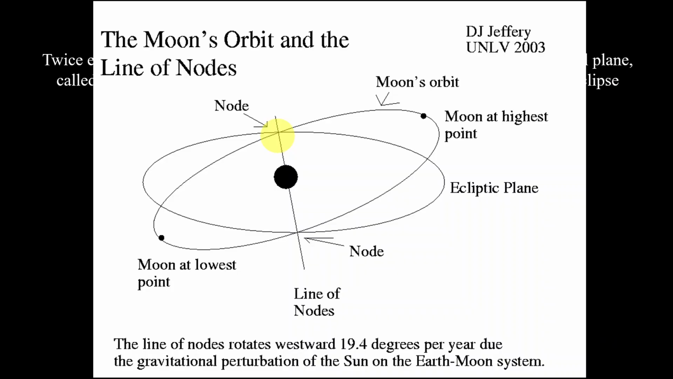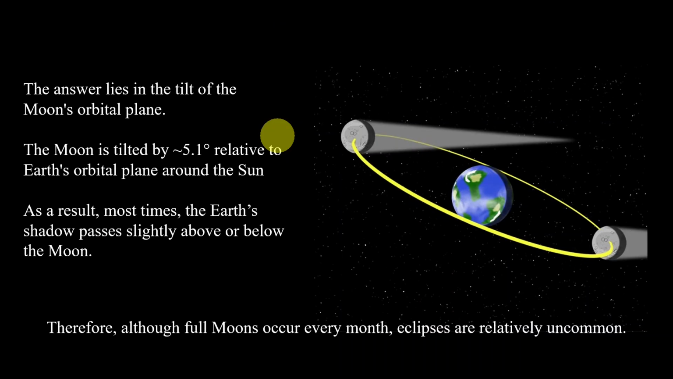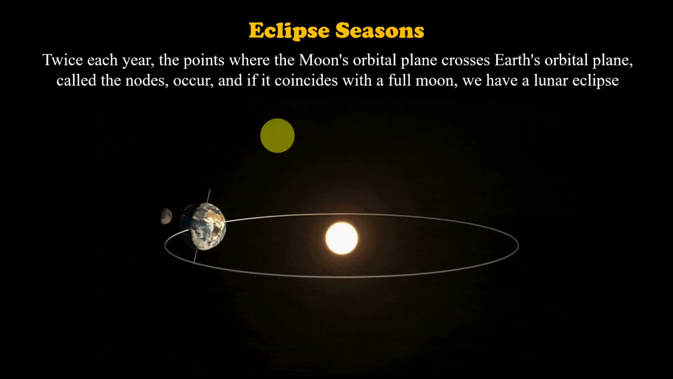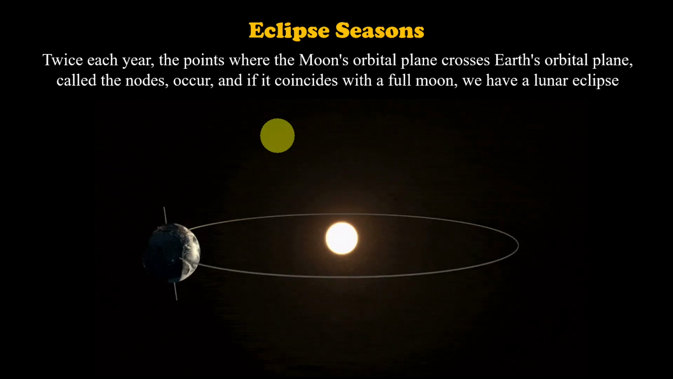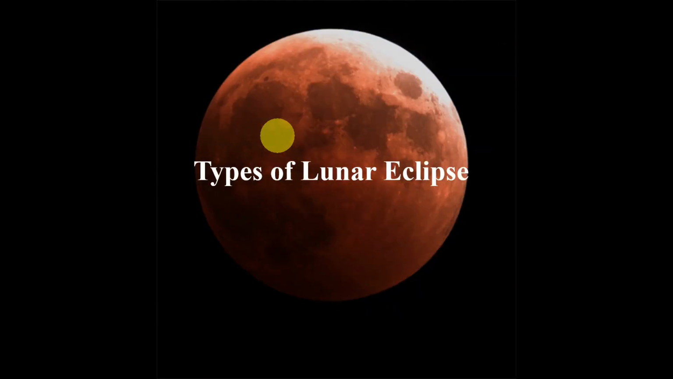But the moon has to be in that node. That node is where they are almost straight, with no tilt. So the Earth's shadow is cast on the moon, and we witness a lunar eclipse.